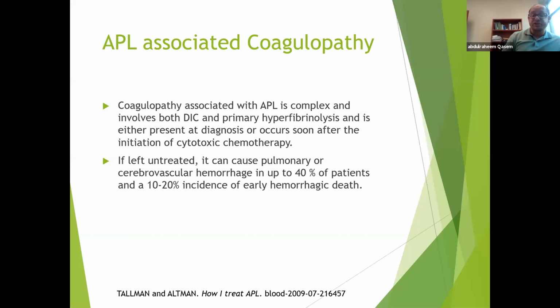If this condition is untreated, most of the time people will die because of hemorrhage, either pulmonary hemorrhage or intracranial hemorrhage. And even in the first 2 weeks of the treatment, the risk of death is approximately 10 to 20% because of hemorrhage and infection.